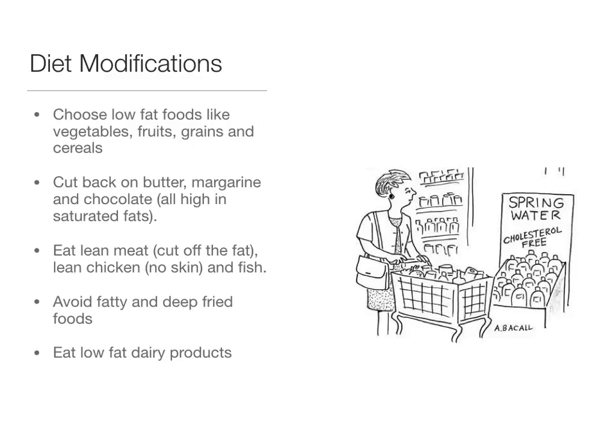Some diet modifications include choosing low-fat foods like vegetables, fruits, grains and cereals, cutting back on foods high in saturated fat such as butter, margarine and chocolate, choosing lean cuts of meat with the fat removed and fish, avoiding fatty and deep-fried foods, and opting for low-fat dairy products.